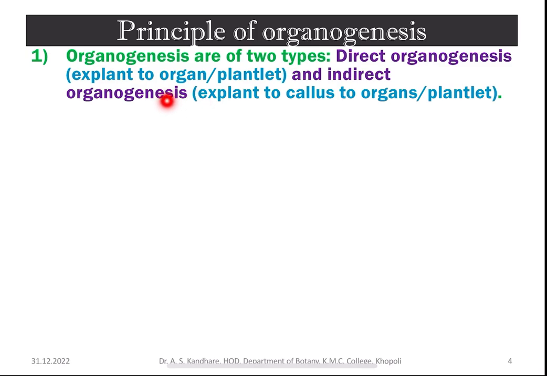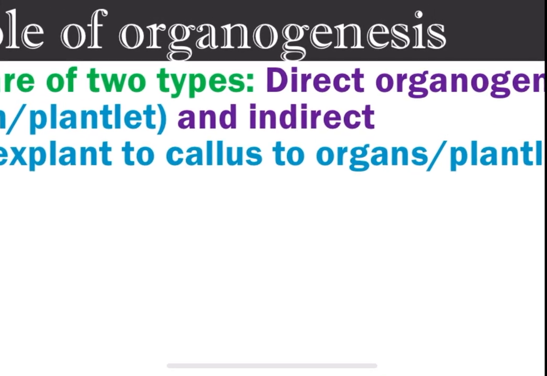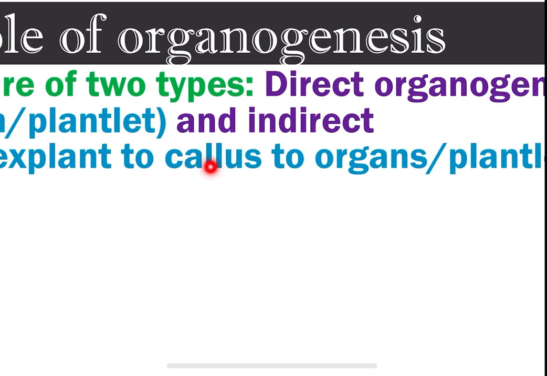तो ये जो होता है ये indirect organogenesis होता है. So in indirect organogenesis there is formation of callus. So what is callus? As I have told you in previous lectures, callus is nothing but it is a group of similar cells, undifferentiated mass of cell.